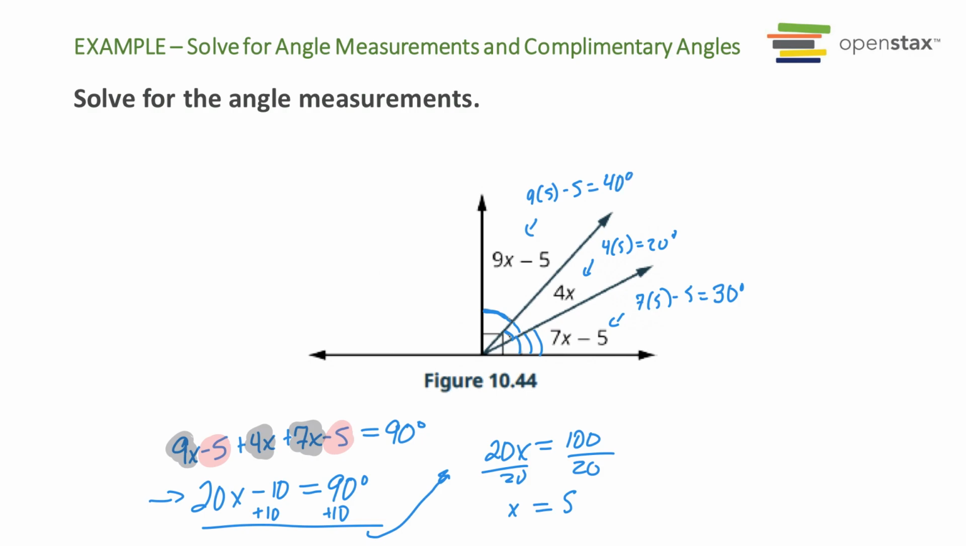And of course, it's good habit, since we have this and we know that they should add up to 90, to do 40 plus 20 plus 30. And so 40 plus 20 plus 30 is 90 degrees. So that tells us that we did our algebra correctly and we found the correct angle measurements. So that's complementary angles. They add up to 90 degrees.